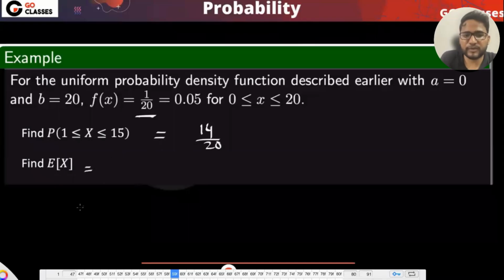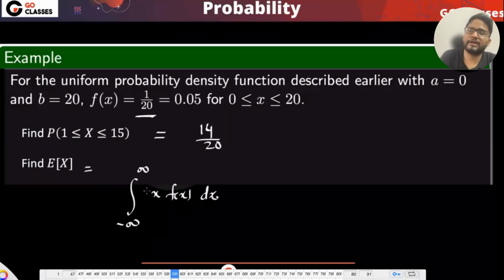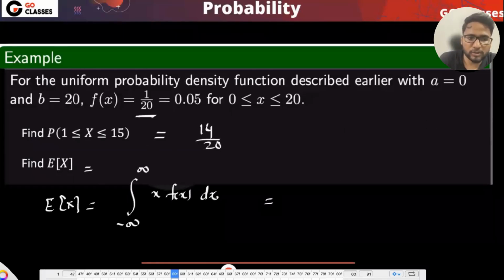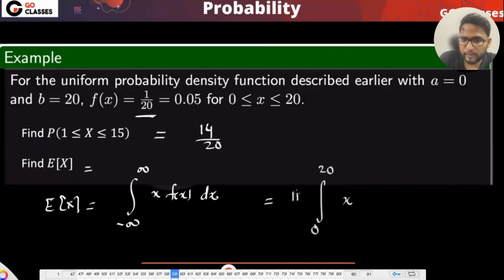We have not calculated expectation till now for any continuous random variable, so let's do it for the very first time. The expectation formula remains the same: the integral from minus infinity to infinity of x f(x) dx. Earlier it was a summation, now it is an integration. This PDF is non-zero only between 0 and 20, so it is the integral from 0 to 20 of x times 14 by 20 dx.